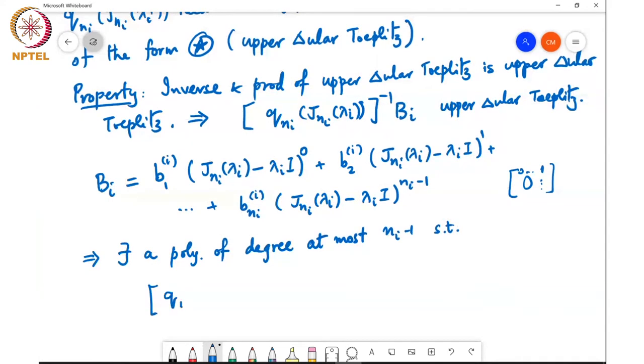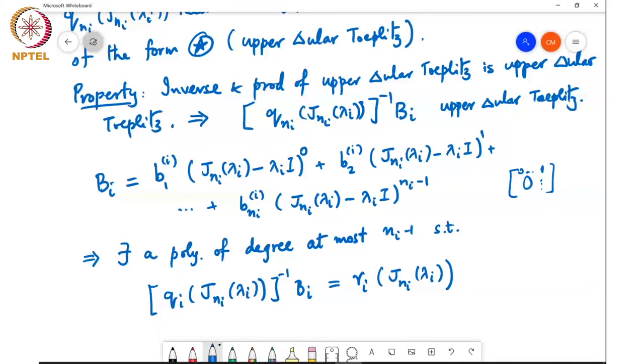qi of j ni of lambda i inverse times Bi, which is an upper triangular Toeplitz matrix, this can be written as this particular polynomial that I've written here, a similar polynomial but using the entries of this matrix instead of b1i to bnii, some polynomial of degree at most ni minus 1, ri I'll call that, of j ni of lambda i.